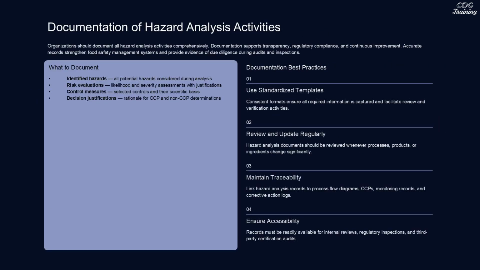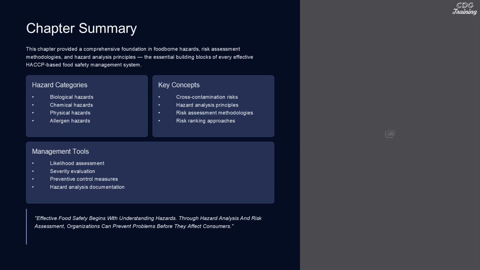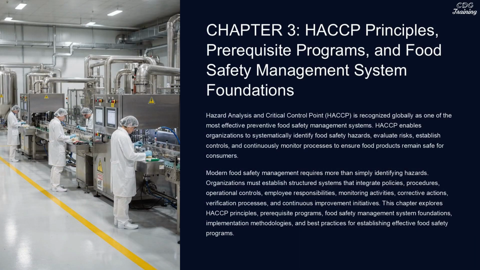Documentation of hazard analysis activities supports transparency, regulatory compliance, and continuous improvement in food safety management. This chapter provided a comprehensive foundation in foodborne hazards, risk assessment methodologies, and hazard analysis principles. Hazard Analysis and Critical Control Point, or HACCP, is a globally recognized system for food safety management. It involves identifying hazards, evaluating risks, and implementing controls to ensure food products are safe for consumers.